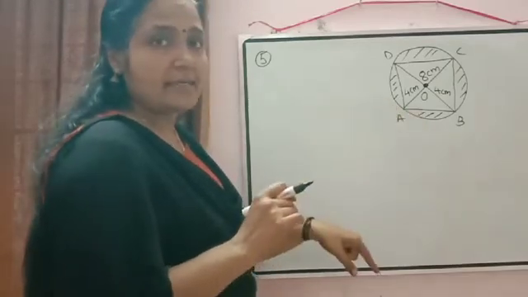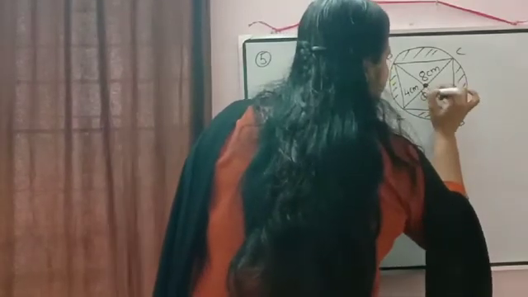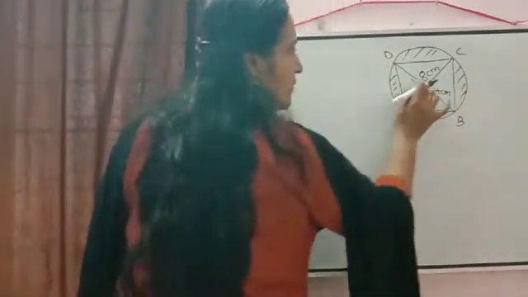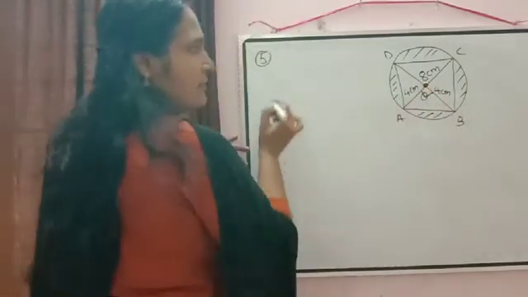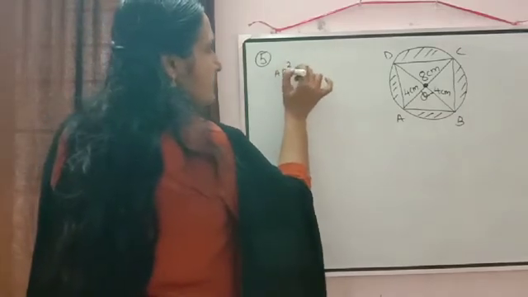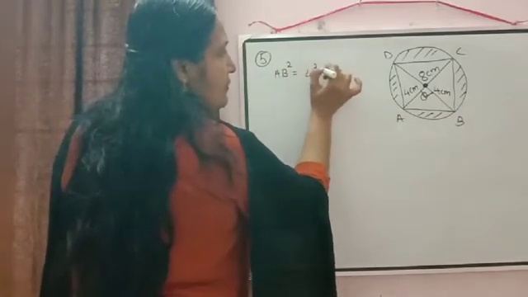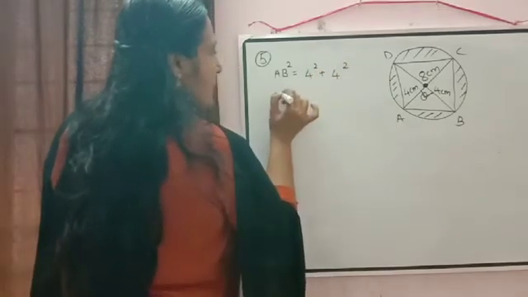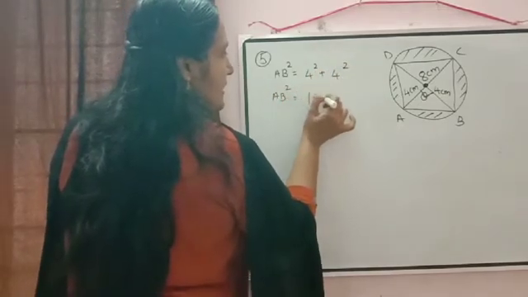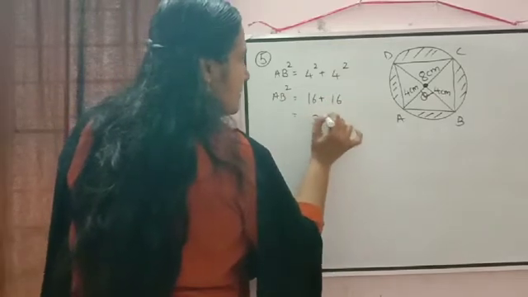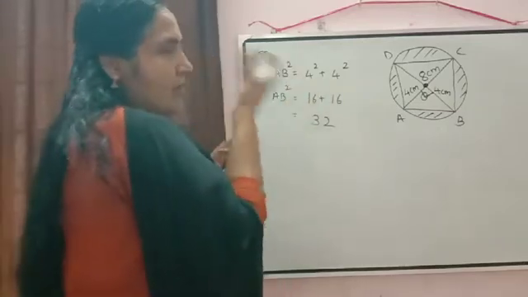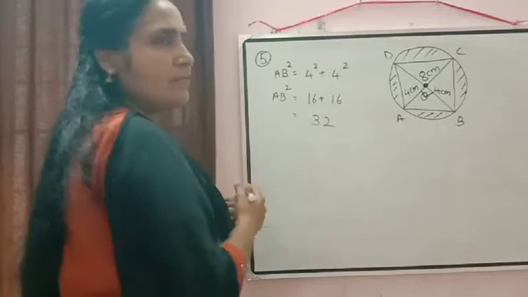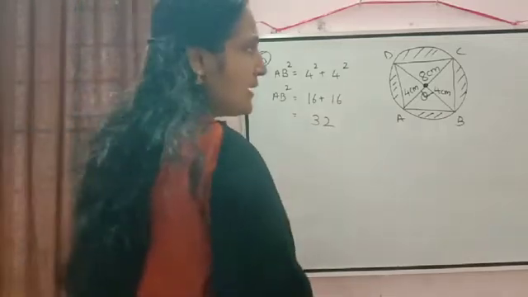Either you can calculate the side of the square, because we know diagonals of a square bisect each other at 90 degrees. So triangle AOB is a right triangle. So here side opposite to right angle will be the hypotenuse. So AB square is equal to 4 square plus 4 square. So AB square is equal to 16 plus 16, so that will come is equal to 32. Square root you don't have to calculate because area of the square is side square. So this is one method to calculate the area.